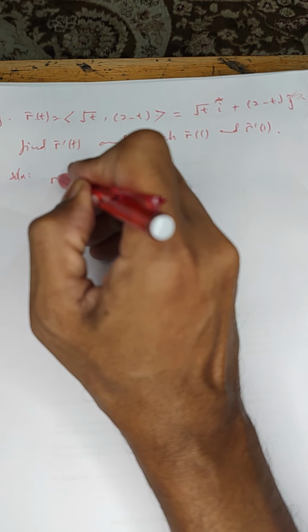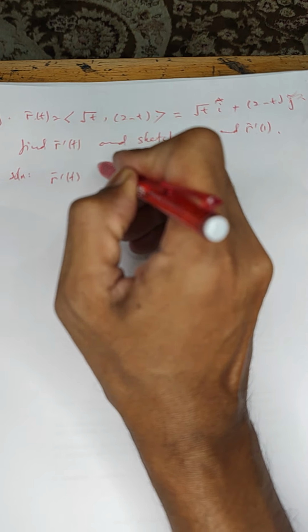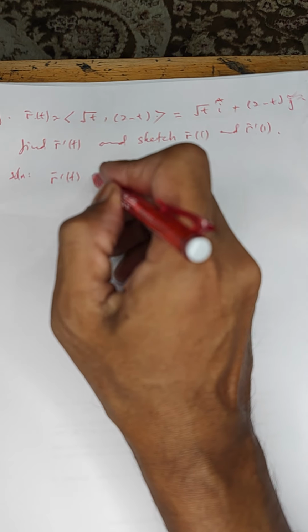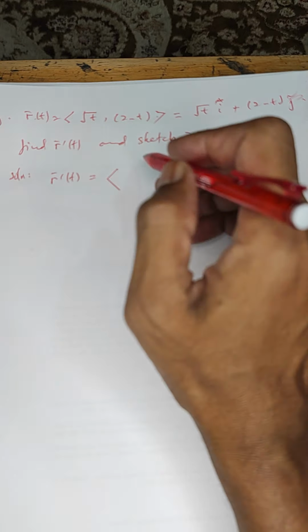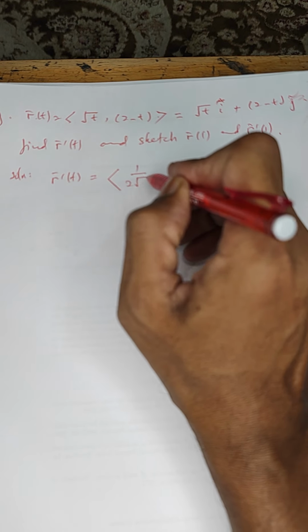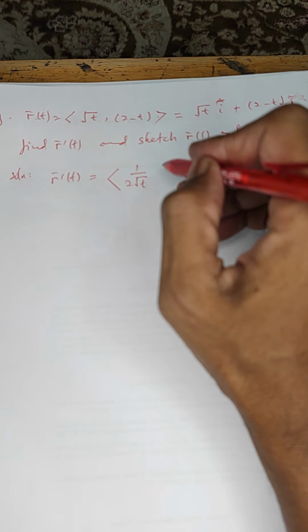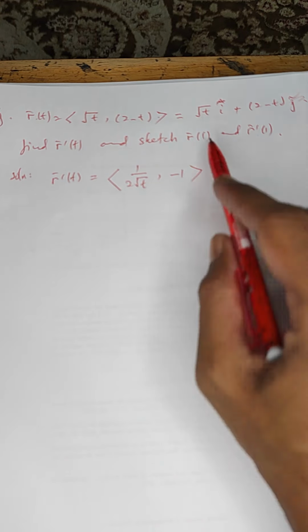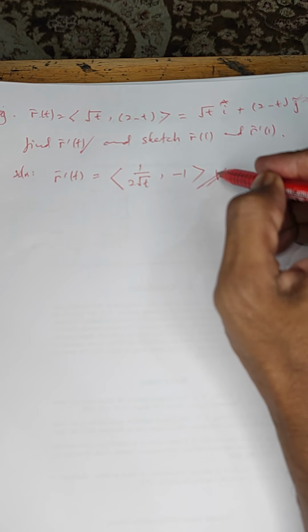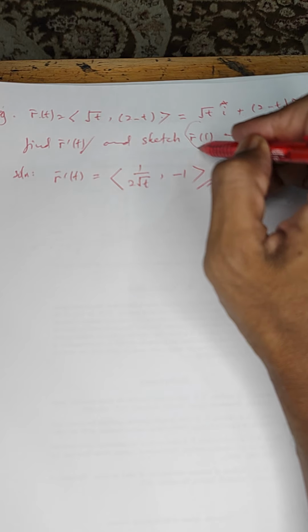Solution. To differentiate those, we just differentiate each of them. This gives us 1 over 2 square root t for the first component, and minus 1 for the second. Then we evaluate. Now we want to evaluate what is r(1) and what is r prime(1).